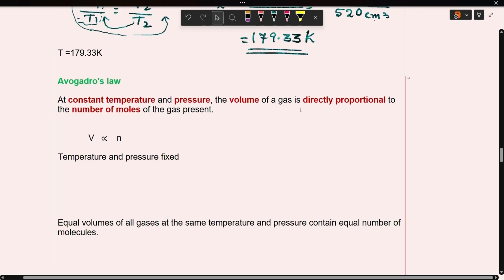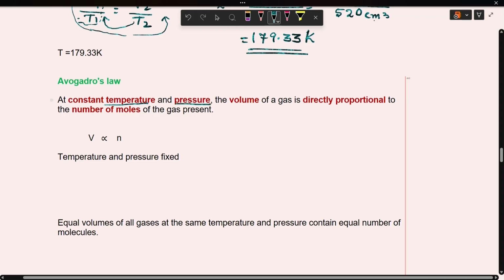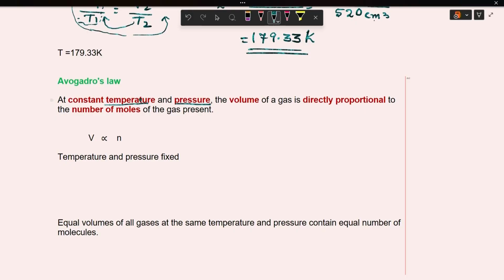Next is Avogadro's law. Here you are going to keep the temperature constant, pressure constant. So, the next variables are volume and number of moles, or you can say the mass. Now, here what we apply is number of moles, and therefore, at constant temperature and pressure, the volume of a gas is directly proportional to the number of moles of the gas.